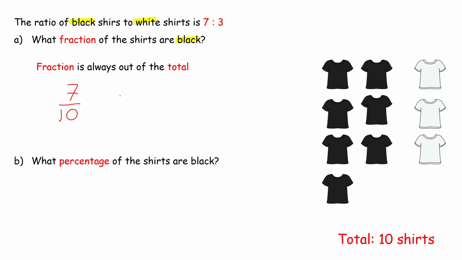Okay, a common misconception here is just to go and say, well, black shirts, you can see you've got 7 of them out of a total of 3. That is definitely not correct. Okay, the fraction is always out of your total. So you've got 7 black out of a total of 10, and that is simply going to be your answer.